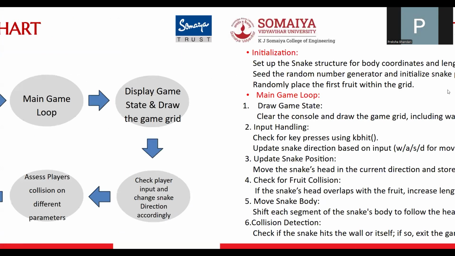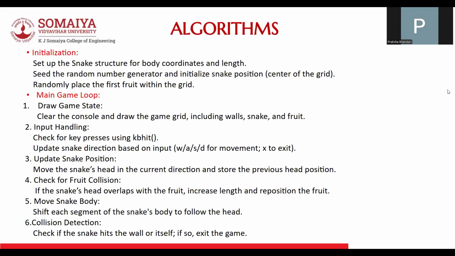Algorithm. First, initialization. Set up the snake structure for body coordinates and length. Feed the random number generator and initialize snake position, center of the grid. Randomly place the first fruit within the grid.